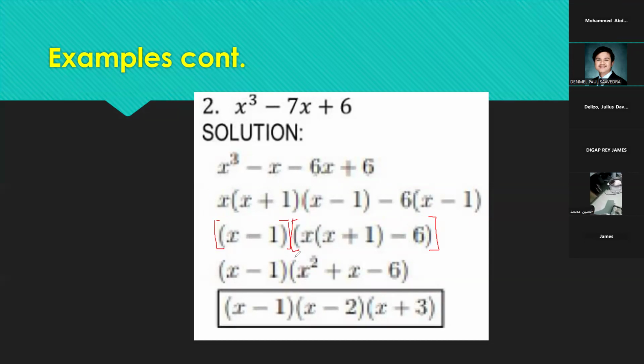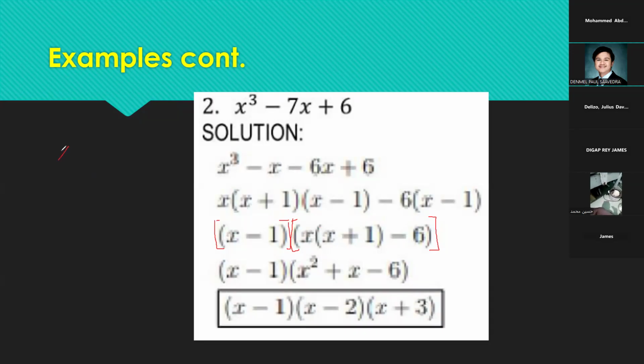Now, next one is we distribute the x. x times x, x times 1. So that's how we've got the x squared and then x in here. All right. Then afterwards, as you can see, x squared plus x minus 6 is actually factorable into x minus 2 and then x plus 3.